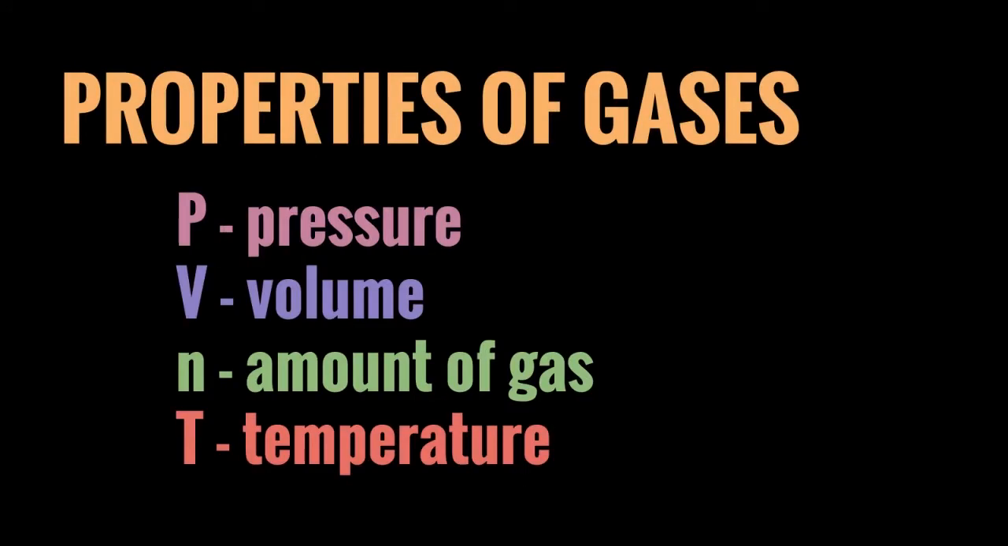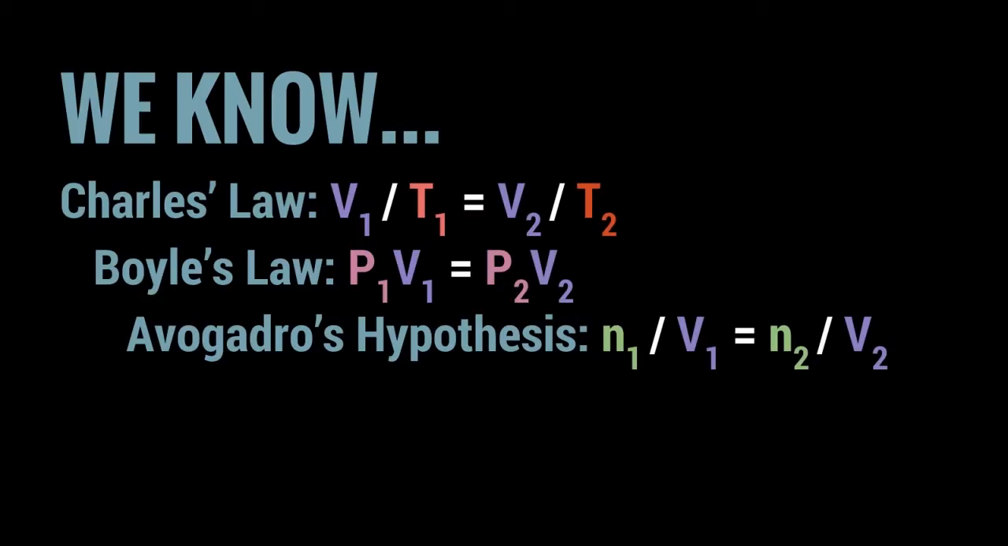So here we've got a couple properties of gases. P, which is the pressure of the gas. V is the volume of the gas. N is the amount of gas. And T is the temperature, measured in kelvins. Remember that. It can be in anything, but usually we'll want to convert to Kelvin.